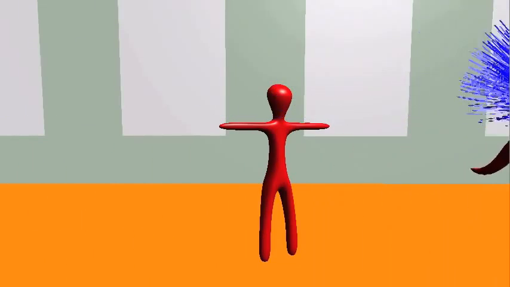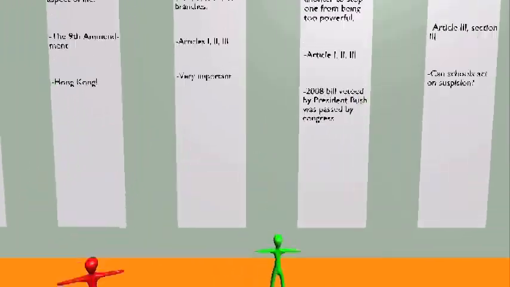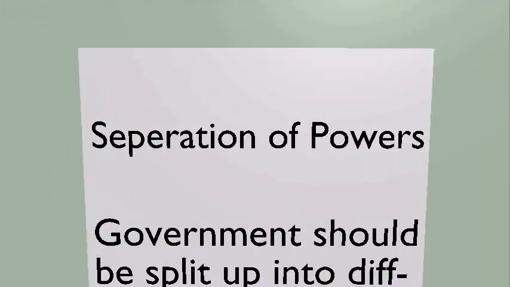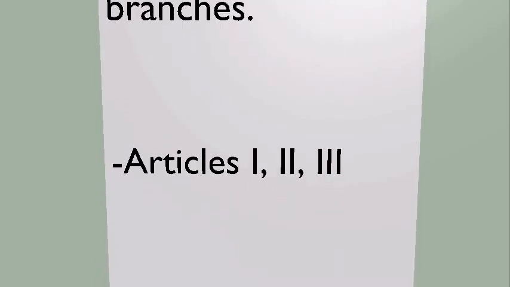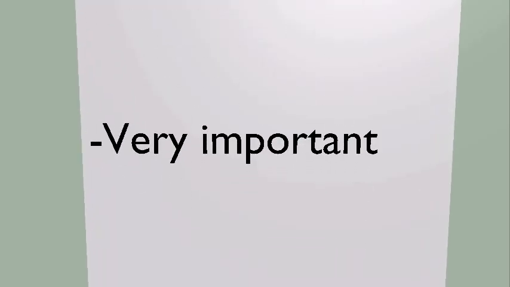Separation of powers is the idea that the government should be split into different sections or branches. This prevents there from being one giant single branch of government. Article 1, 2, and 3 as a whole exemplify this idea. Article 1 sets up the legislative branch, Article 2 sets up the executive branch, and Article 3 sets up the judicial branch. This is also an obviously important aspect of the Constitution.